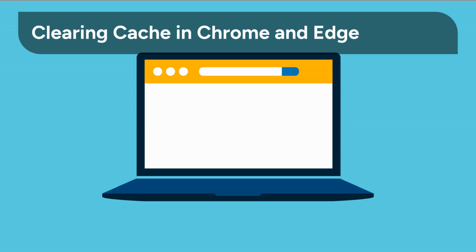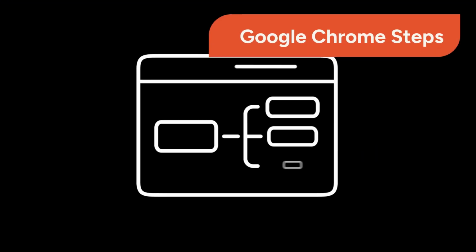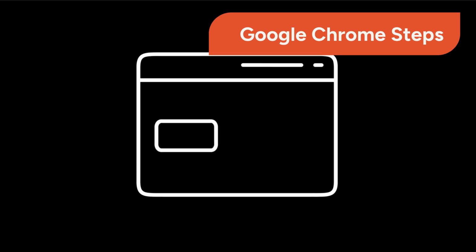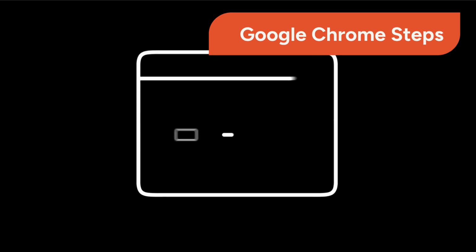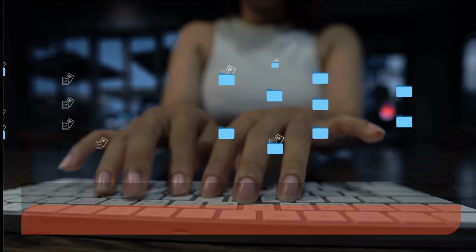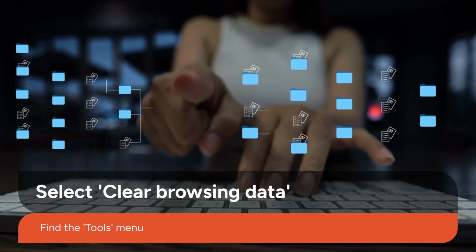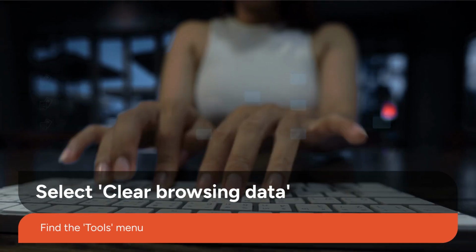The process for clearing the cache is very similar for both Google Chrome and Microsoft Edge. We'll walk through the steps for each one, starting with Chrome. First, for Google Chrome, click the three-dot More Tools icon in the top right corner of your browser window. In the drop-down menu, hover over More Tools, and then click Clear Browsing Data.